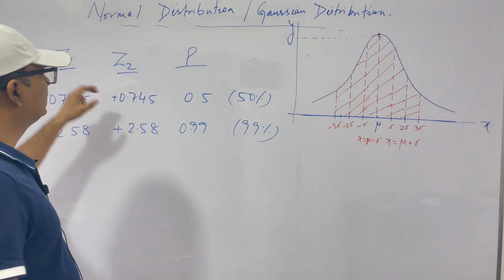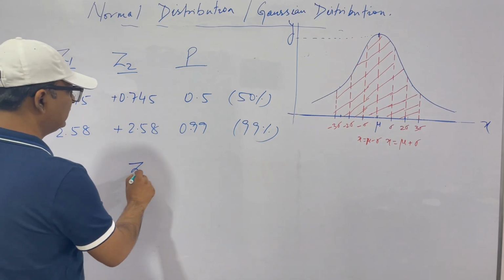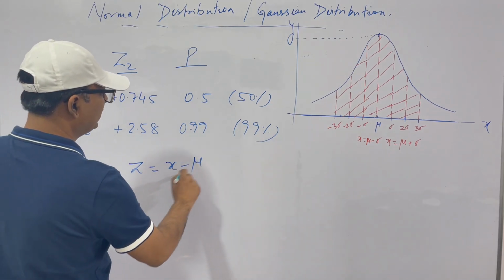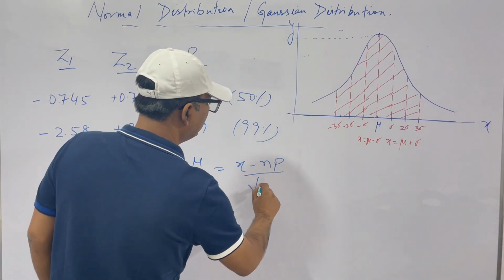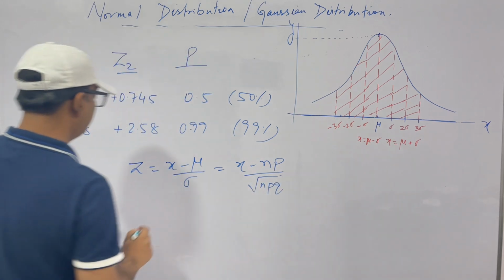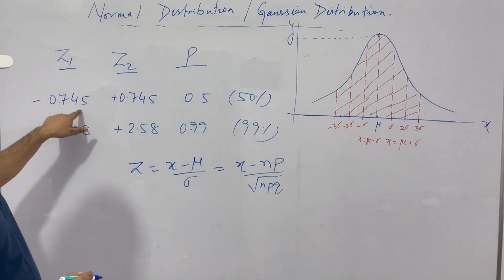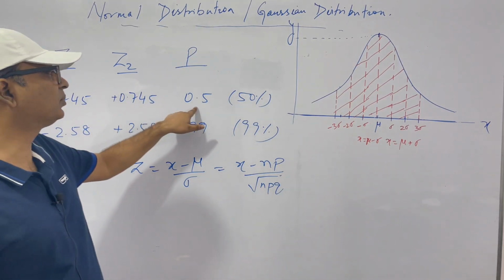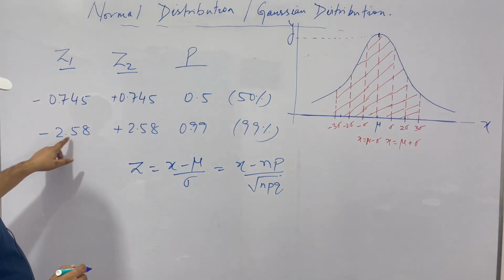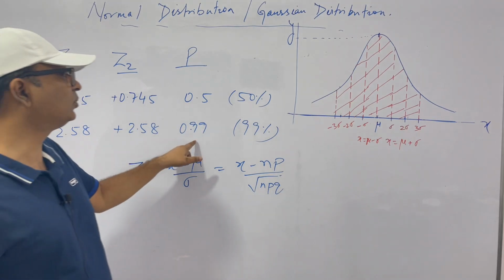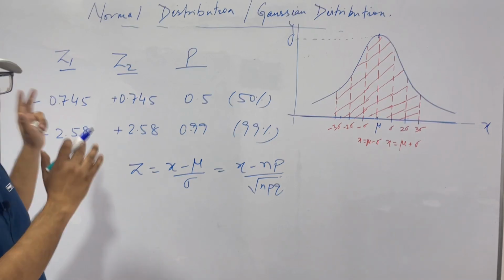You may find it very handy while solving objective questions. On similar terms, if in place of x1, x2 you take z1, z2, and z was x minus mu by sigma, that is x minus np by under root npq. Then if z1 to z2 is minus 0.6745 to plus 0.6745, the probability is 0.5, that is approximately 50%. And minus 2.58 to plus 2.58, it is 0.99, that is 99%. So these are also some very interesting figures. You should keep them in mind.